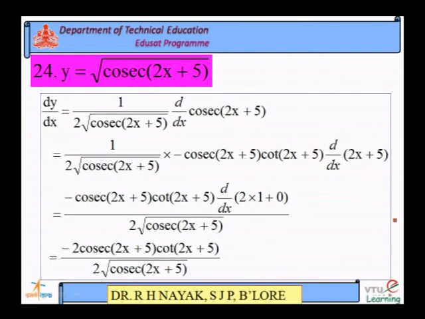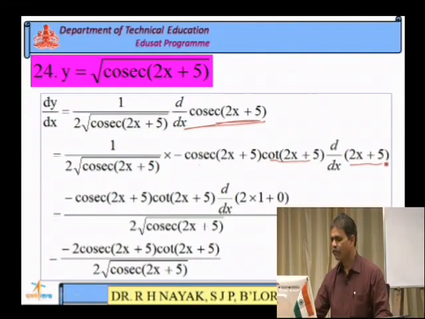This is root of function, you take 1 by 2 root of function into d by dx of function. Differentiation of this, if you take, it is cosecant of function, differentiation of cosecant of function is minus cosecant of function into cot of function into d by dx of function. So, other things are taken as it is, you differentiate only this 2x plus 5, 2x differentiation is 2 into 1 plus x, 5 differentiation is 0.